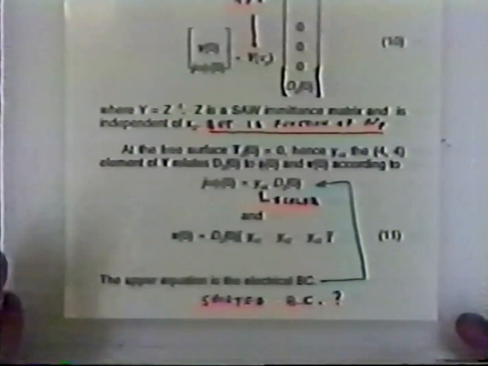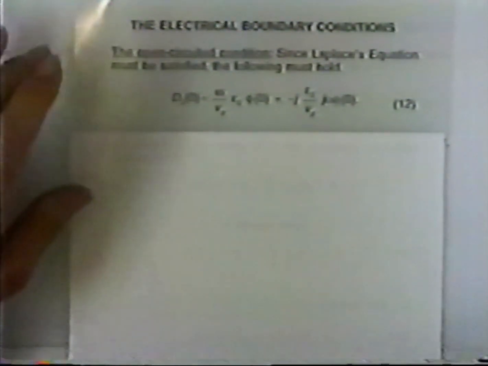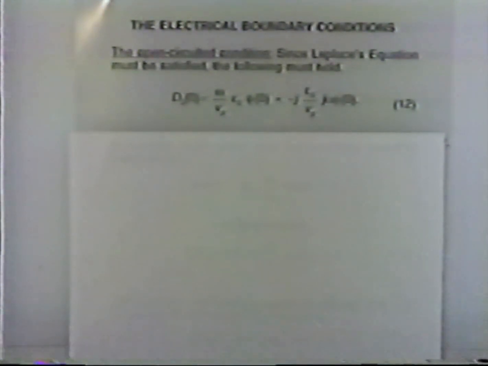So we've talked about the shorted boundary condition, and you can see it's relatively transparent from the way this statement comes out. But in general, we are not only interested in the short-circuited boundary condition, but also in the situation where we have an open-circuited one. Here things get a little bit more complicated, but not much.